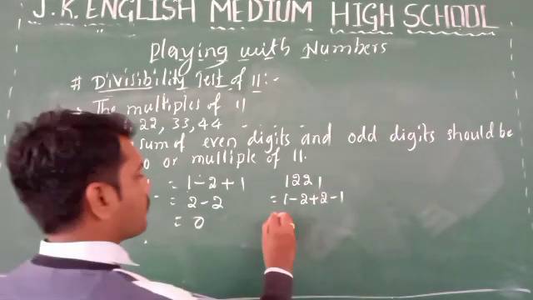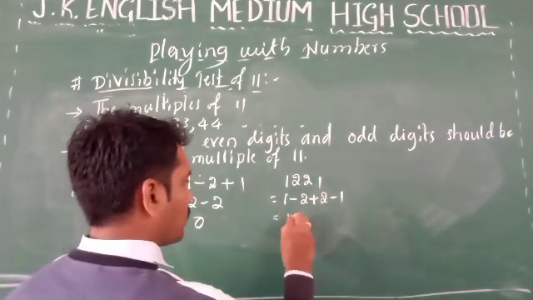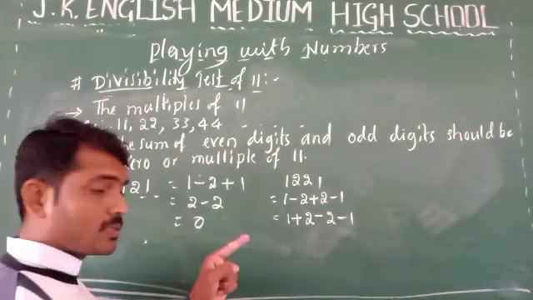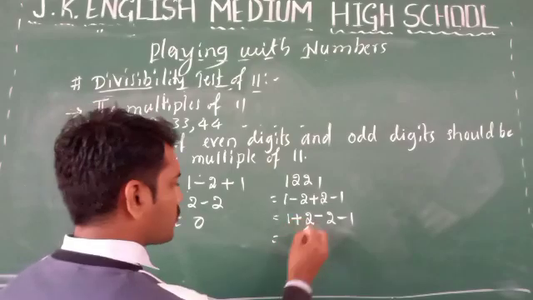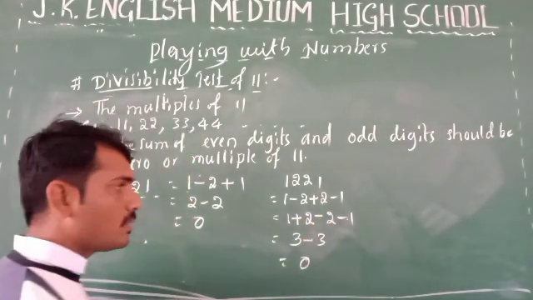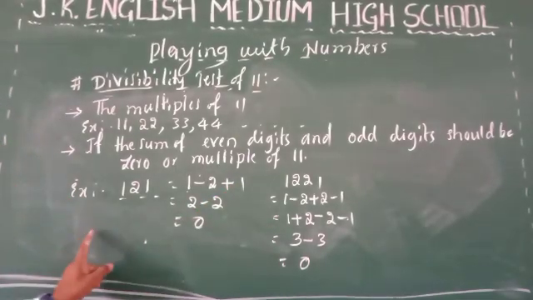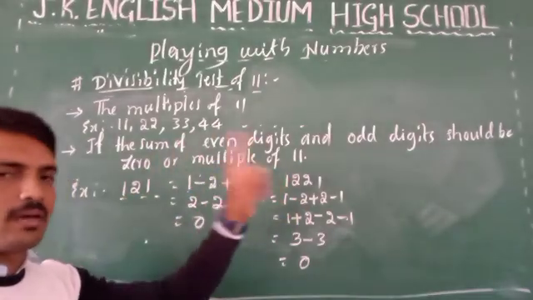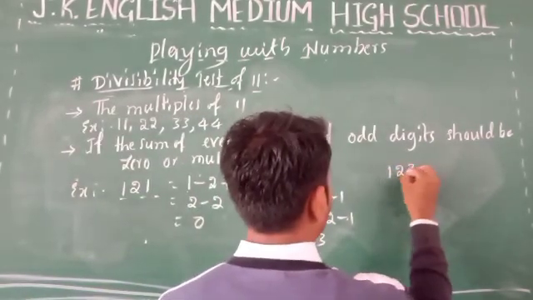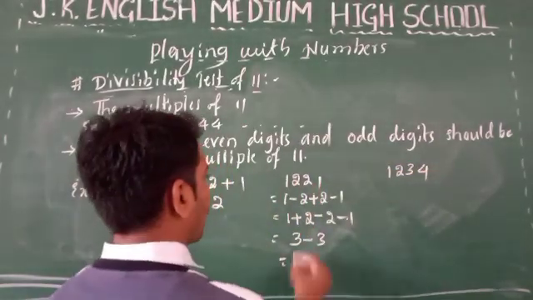Now add the numbers. 1 plus 2 minus 2 minus 1. Understanding? Okay. Later on, 1 plus 2 is what? 3. Minus 2 minus 1 is what? 3. Whole is 0. These numbers are divisible by 11. We'll take one more number. 1, 2, 3, 4. Okay.